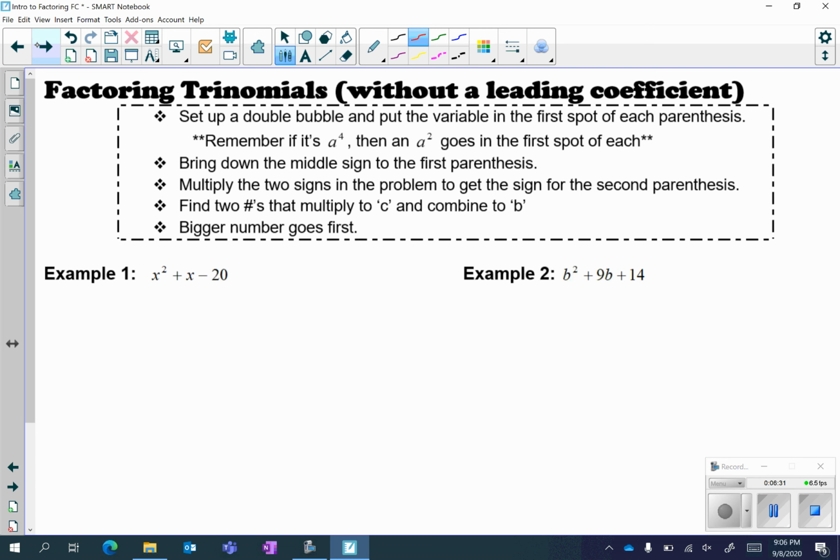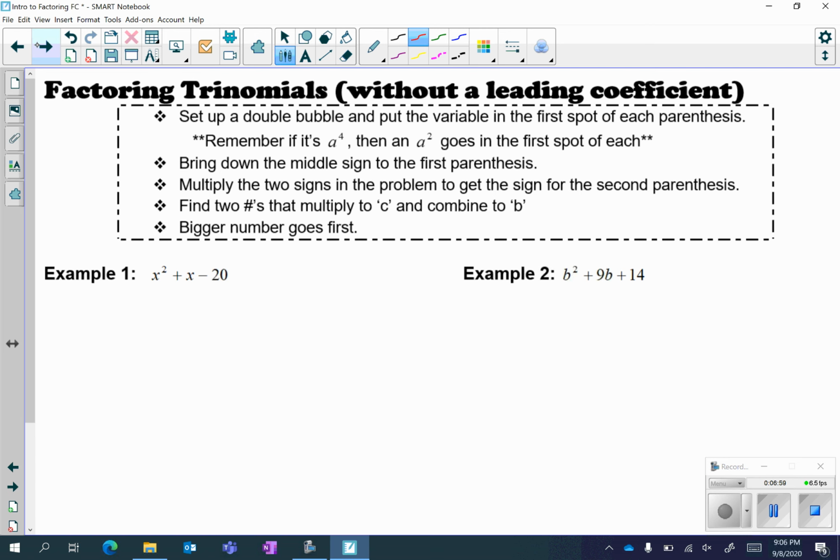And now we're going to do the last method, factoring trinomials without a leading coefficient. So trinomials means 3 terms. You can only do this with 3 terms. And you need to make sure that the leading term has a leading coefficient of 1, right? If you had 2x squared plus x minus 20, this would not work. You might also know this as the AM method.